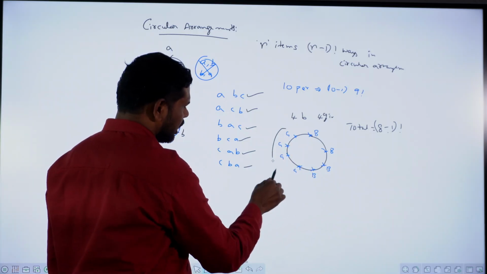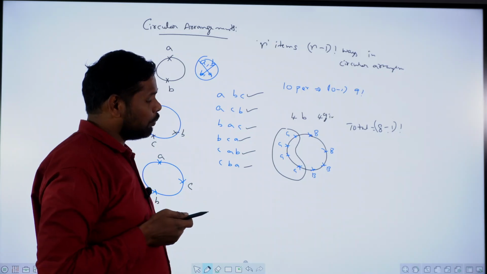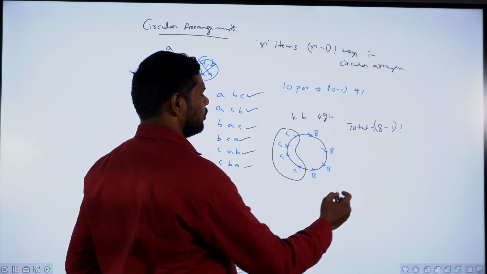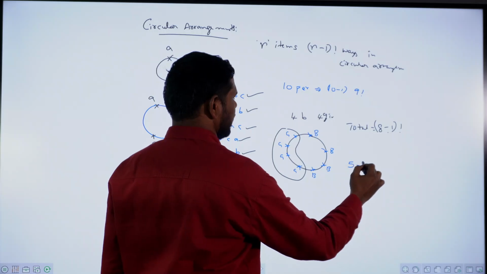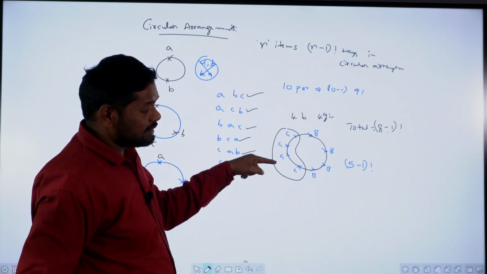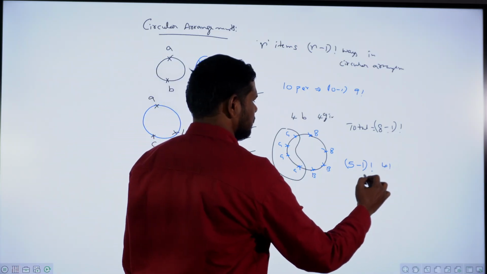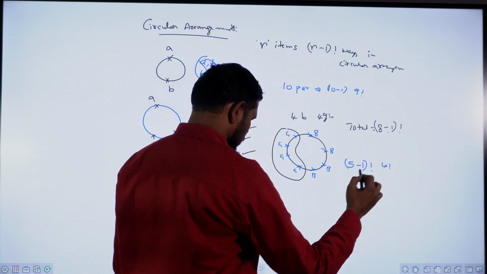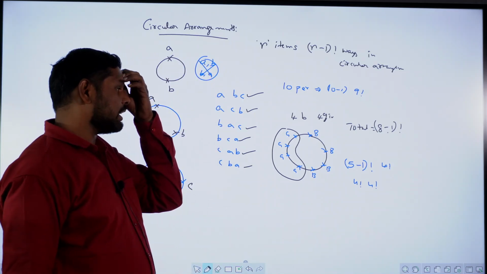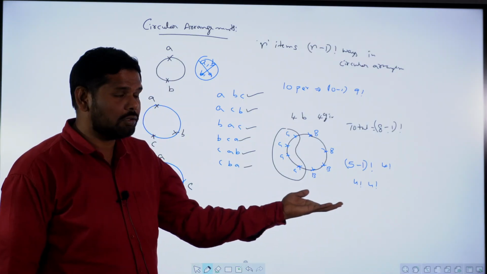Then all the girls make a single group. We know a single group converts the count to 4 plus 1, which is 5. 5 can be arranged in 5 minus 1 factorial ways. But the 4 girls shuffle among themselves in 4 factorial ways. So it is 4 factorial into 4 factorial. 4 boys and 4 girls arranged in a circle with girls together: 4 factorial into 4 factorial.